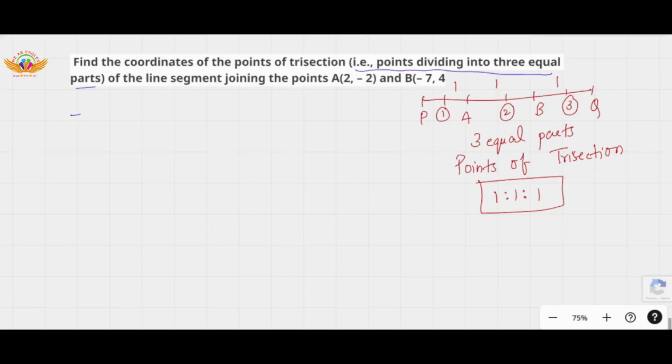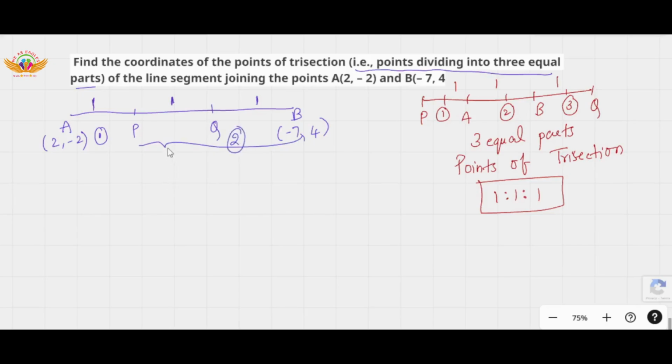Let us draw the line segment first. A and B. They gave us the point A as 2, minus 2, and the point B as minus 7, 4. Here it is P and here it is Q. If from A to P it is 1, then from P to Q it is 1, and from Q to B it is 1 part. Then from A to P it is 1, and from P to B, 1 plus 1 becomes 2.